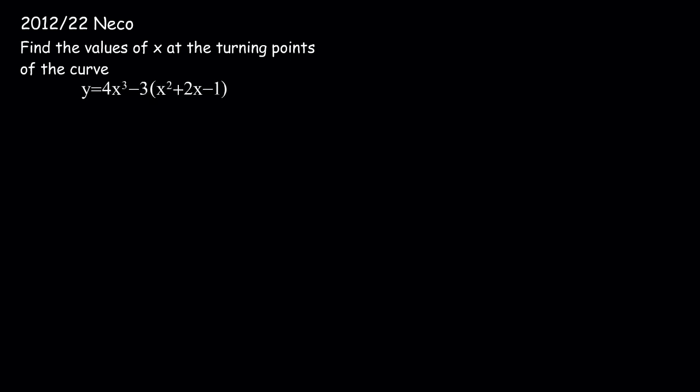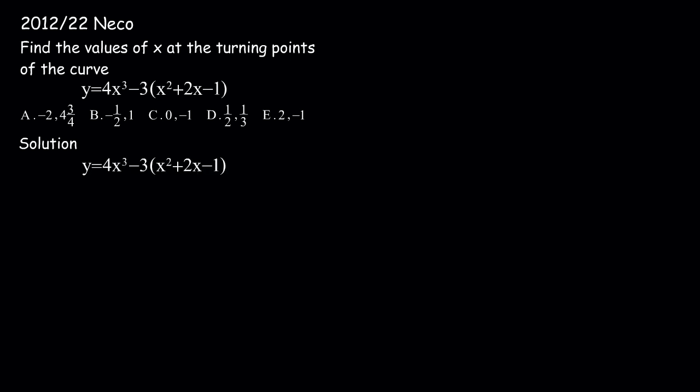Our final example is from NECO 2012. It states that find the values of s at the turning points of the curve y equals 4s cubed minus 3 in bracket s squared plus 2s minus 1, and we are given the options. Now in our solution, the first thing we are going to do is to write down our equation, which is y equals 4s cubed minus 3 in bracket s squared plus 2s minus 1.